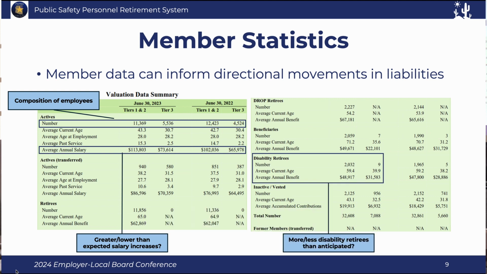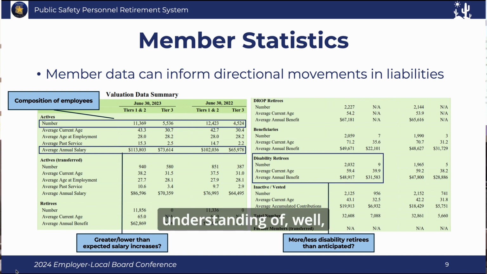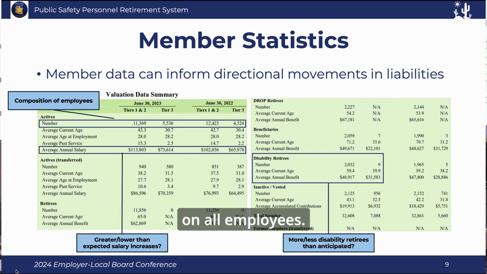But this can help. The other category would be more or less disability retirees than anticipated. This can help inform the understanding of why my contribution rate went up. Well, if you're a smaller employer, you had 1 or 2 people who went on disability and wasn't expected, that's going to increase the contribution rate, all else being equal. So I just want to keep this in mind.